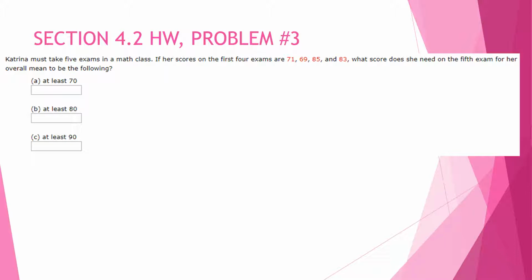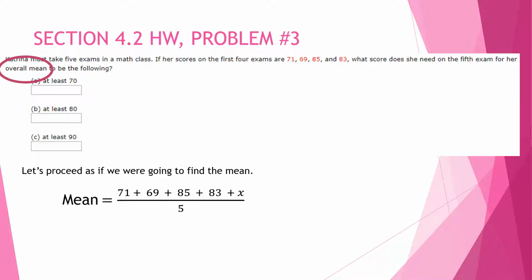Alright, so this question deals with the mean, so let's proceed as if we were going to find the mean. The mean is equal to, we're going to take the sum of her first 4 exams, so 71 plus 69 plus 85 plus 83 plus x. X here represents the score on her 5th exam, which we don't know what it is. She hasn't taken it yet. And we're going to divide that sum by 5, because there are 5 tests.